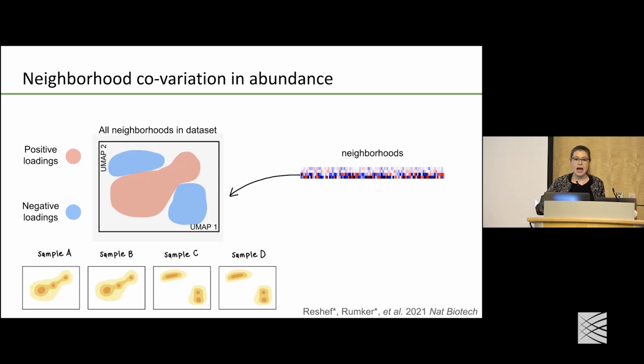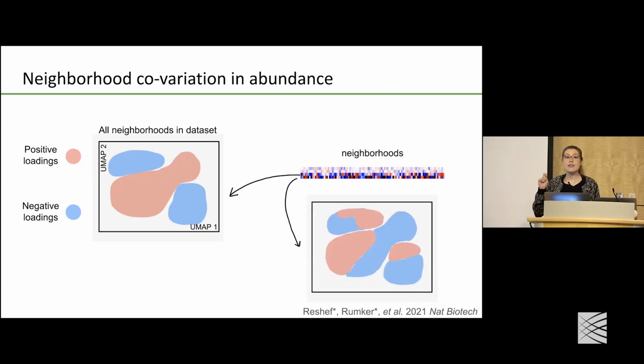And we can imagine that some patterns of neighborhood covariance could look like this, where neighborhoods that are changing, that are positively correlated in abundance, are nearby in transcriptional space. That makes sense because cells that are transcriptionally similar are probably going to be behaving in the same ways and responding to similar signals. But we can also imagine that there could be other patterns like this, where neighborhoods that change in abundance together are actually very transcriptionally distant.